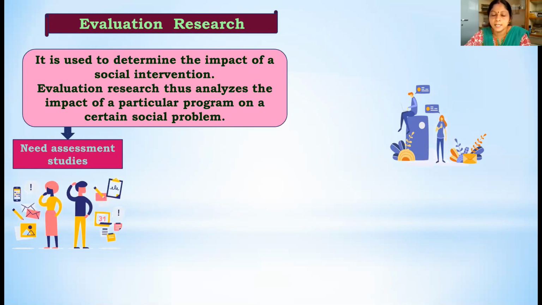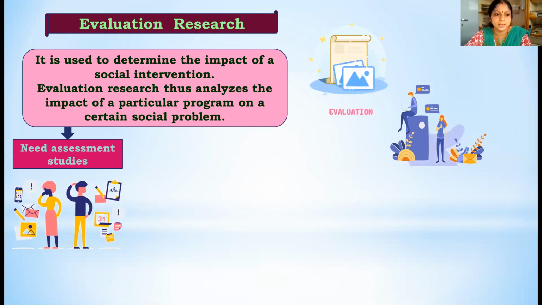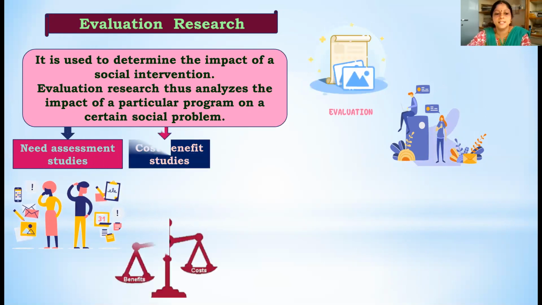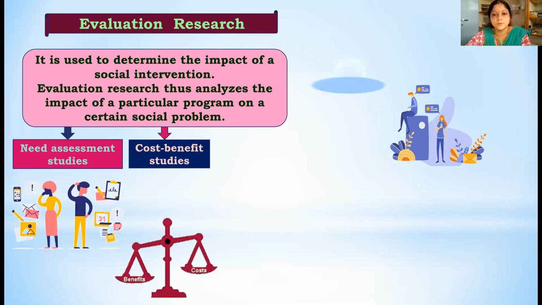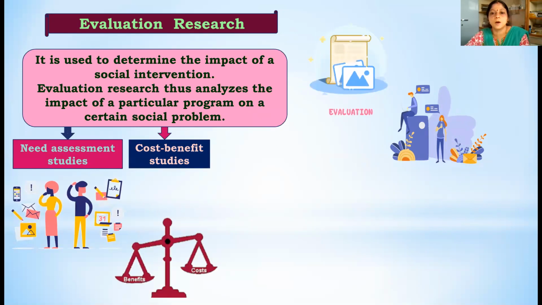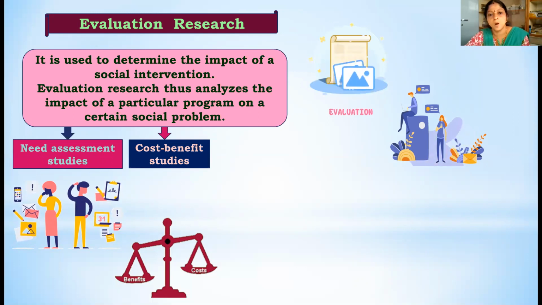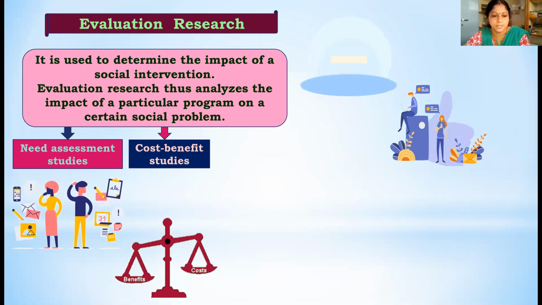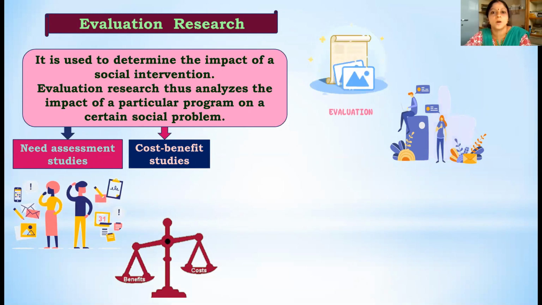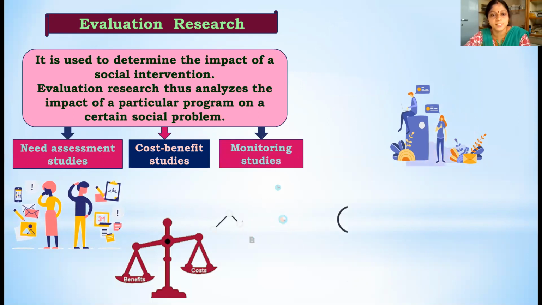Evaluation research is also used for need assessment. What is the need of the people? It is conducted to know what is actually needed by the farmer, whether on variety, agronomical aspects, pest and disease control, or marketing aspects. That need assessment will be done through this evaluation. Next are cost benefit studies, which I have mentioned, the socio-economic impact. And the next one is monitoring studies.